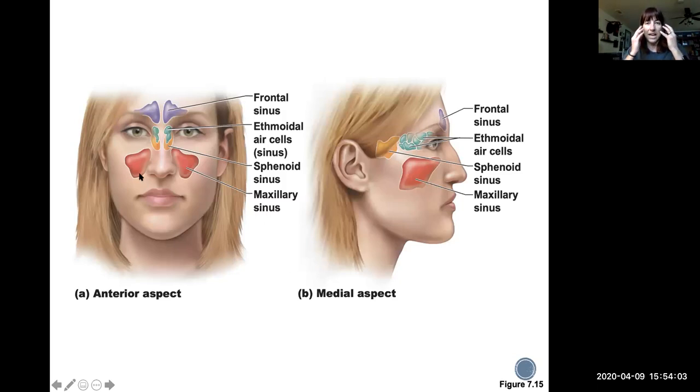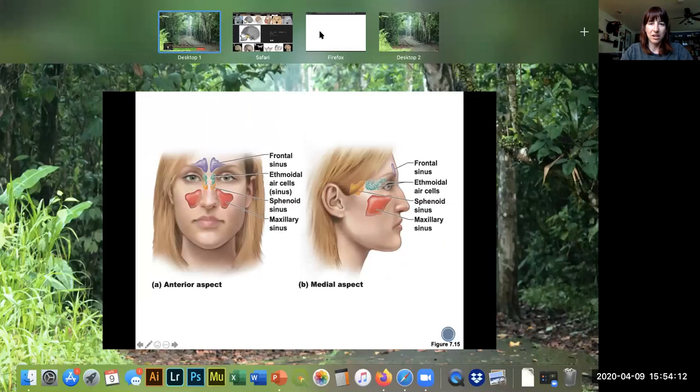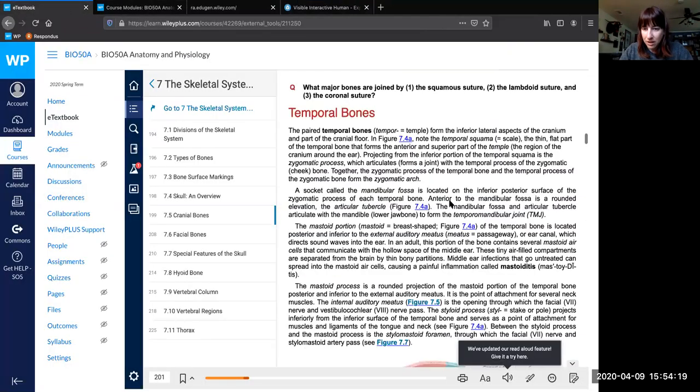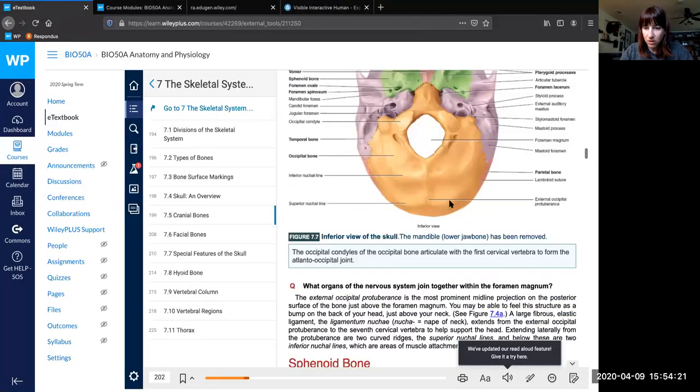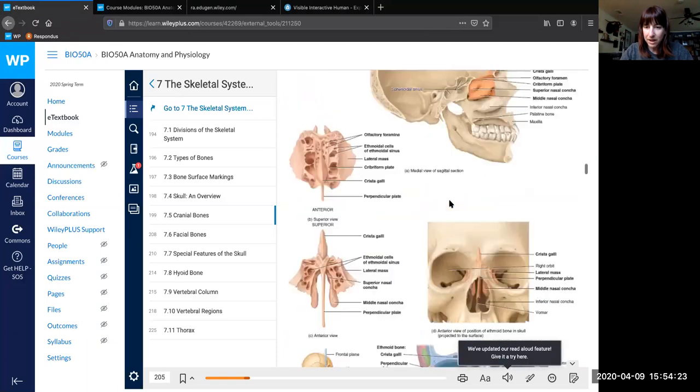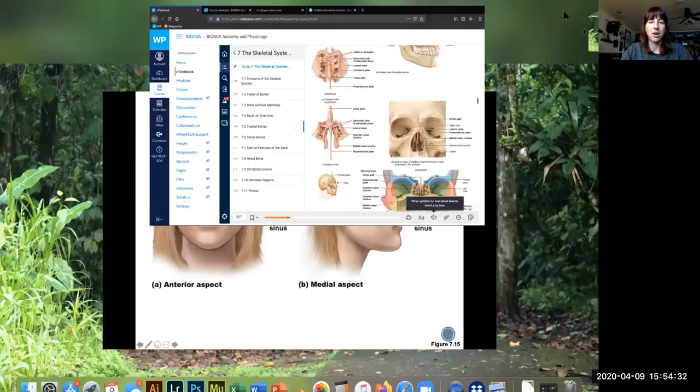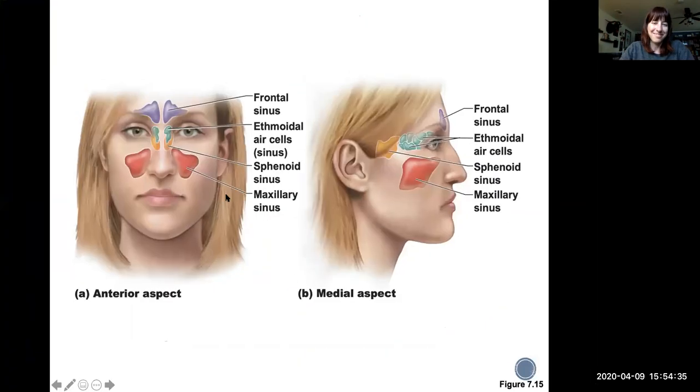So your maxillary bone has a hollow place. It has a paranasal sinus inside of it. The ethmoid air cells, the ethmoid bone having all of those weird little ridges and stuff happening in it, all of those are actually paranasal sinuses, okay? So these are basically little air pockets for the paranasal sinuses of the ethmoid bone.